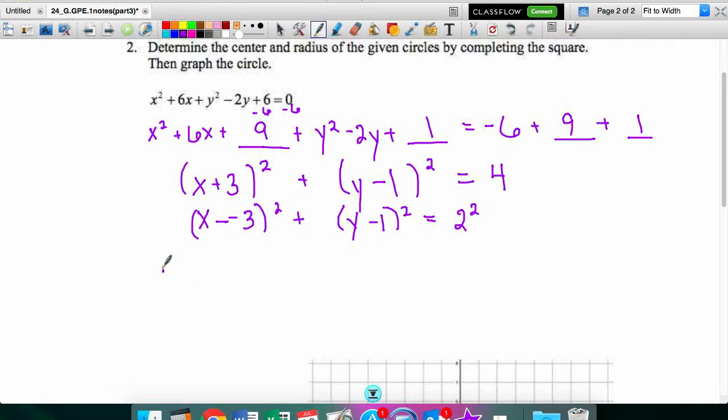This will allow us to identify the center, which will be whatever follows the subtraction signs, in this case negative 3 and positive 1. And don't forget, you could also have identified the center just by looking at your parentheses and just doing the opposite. So negative 3 and positive 1. And our radius will be the square root of that constant, or whatever number squared gives us that number. So 2 is our radius. So here we have our center and our radius. This will allow us to graph quite easily.